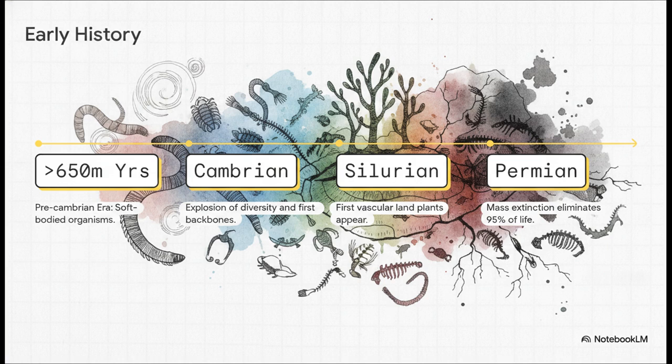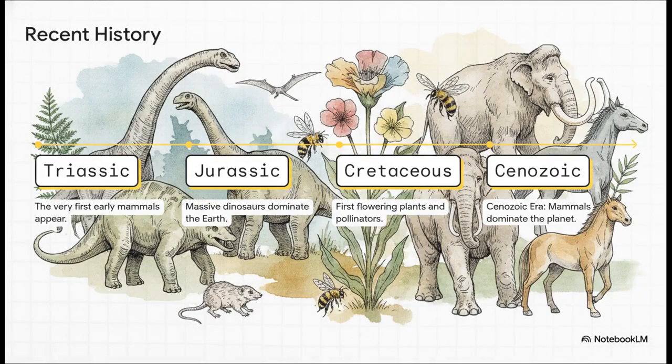Jump to the Silurian period and life officially crawls out of the water. We see the first vascular land plants taking root. But remember, evolution is a rocky road. We eventually crash into the Permian period, which brings a catastrophic mass extinction that wipes out an estimated 95% of all life on the planet, just completely gone. But life bounces back, right?